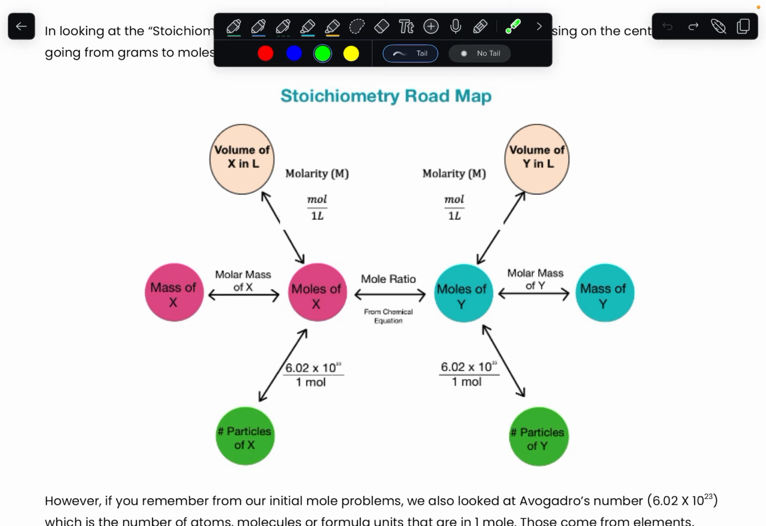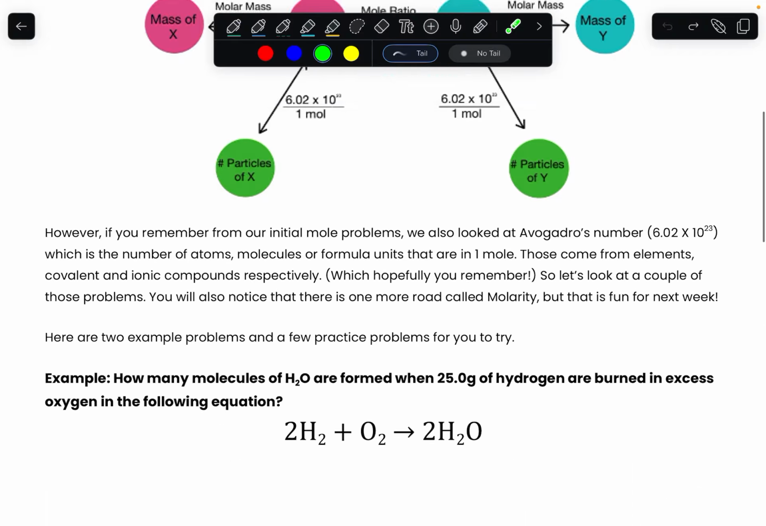Conversely, we might also ask you to start in particles of a substance and figure out how many grams of the other substance that's equal to. So we'll go through 2 examples to show you how you use Avogadro's number, or 6.02 times 10 to the 23rd, to do some stoichiometry conversions.